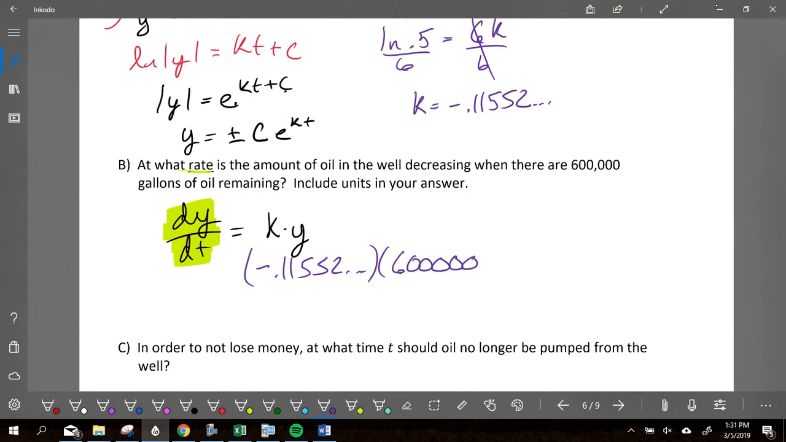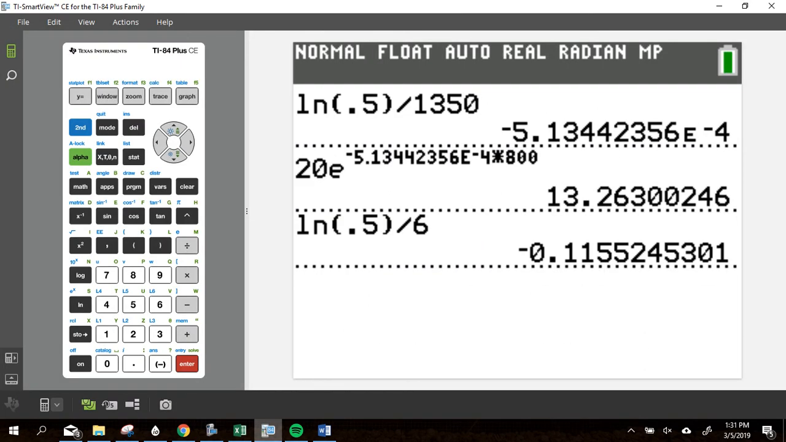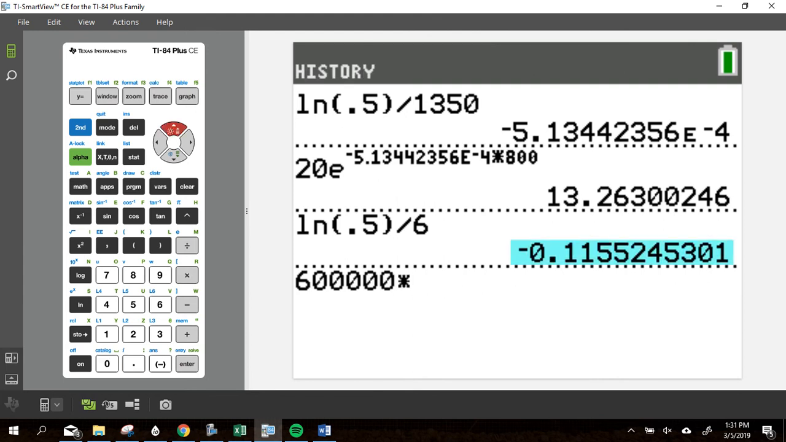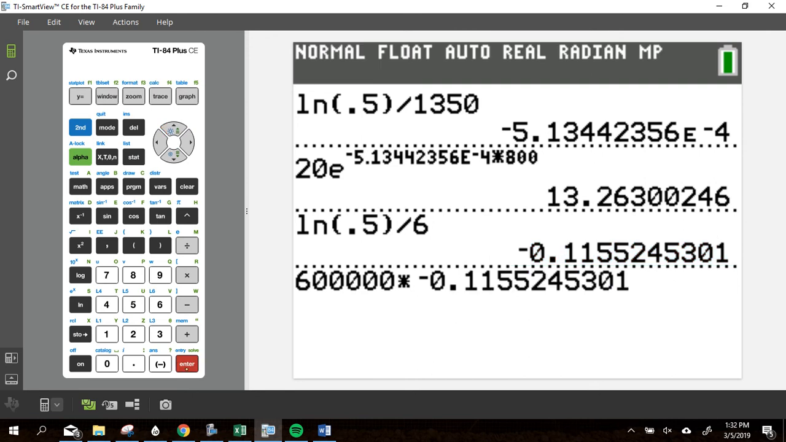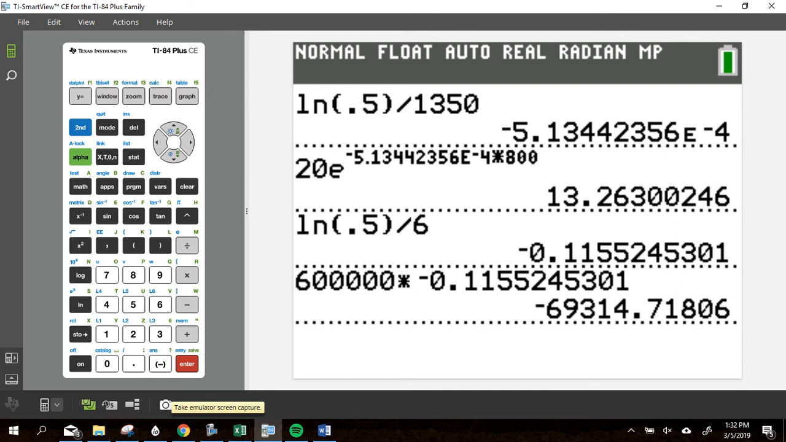If I put those in and I hit enter, it's going to give me my answer. So I'm going to go 600,000 times, I'm going to just move my cursor up and select that k value because that's what I want to use, and hit enter. 600,000 times that gets me that right there. Does it make sense that that answer is negative? It's telling me the decreasing rate. That's what the rate is of the barrels, or the gallons. Oh, I keep saying barrels. It's annoying as can be. It's decreasing. It's a negative number. Negative 69,314.718.